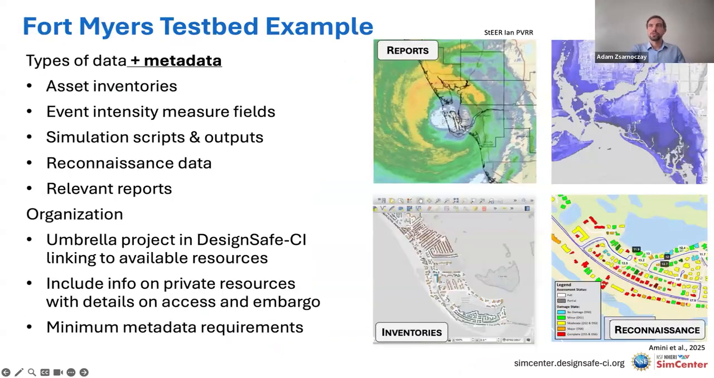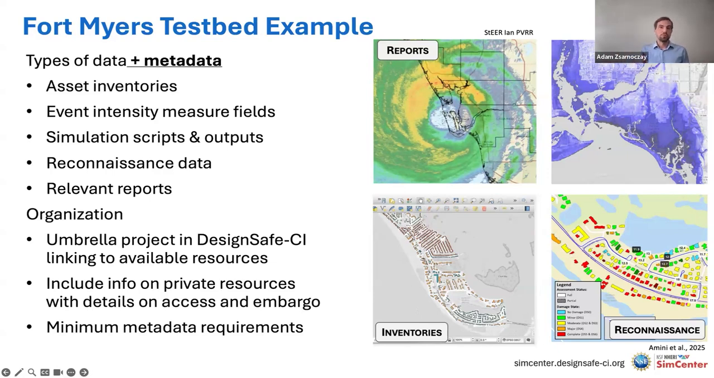To give you an idea of how such a testbed would look like, I bring this slide about Fort Myers and our plans for that. We plan to share key data pieces that can help people start working in that area. This includes asset inventories, event intensity measure fields, simulation scripts and the outputs of those simulations, key reconnaissance data that can serve as ground truth, and a collection of the relevant reports about the events that happened in that site.